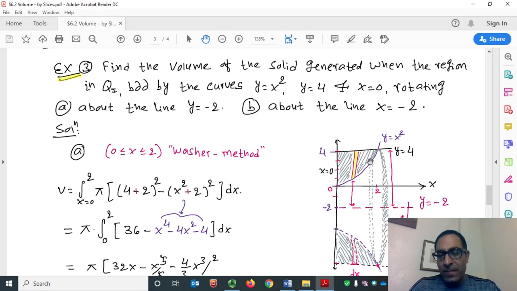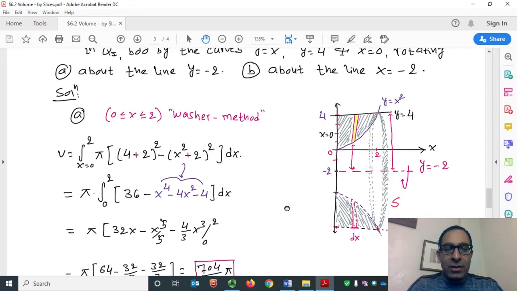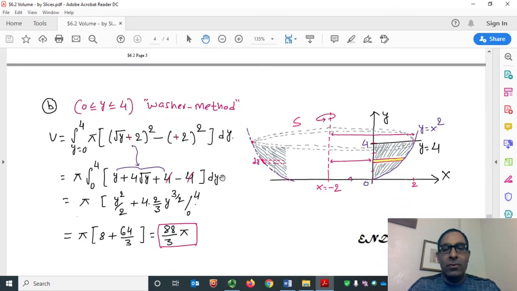So for the y limit, let's find the y values here. When x is 0, y is 0, which again means the origin. When x is 2, y is 4. So this point is 4. Then my limits of integration will be 0 to 4. I hope it makes sense to you. Now let me go to part B. Yep, y from 0 to 4.